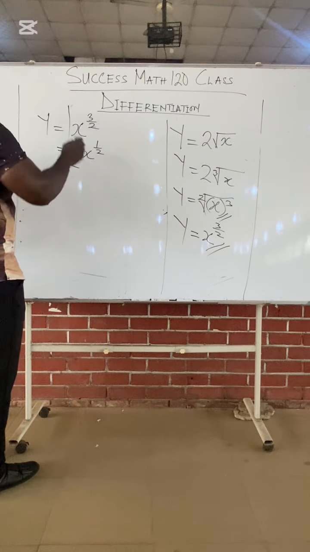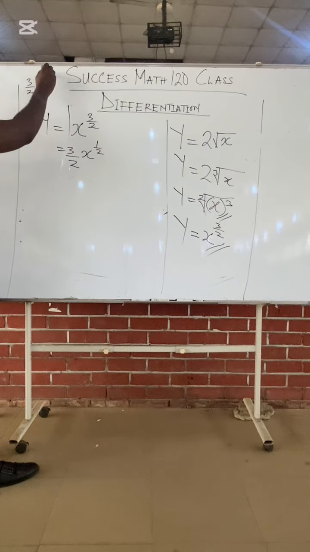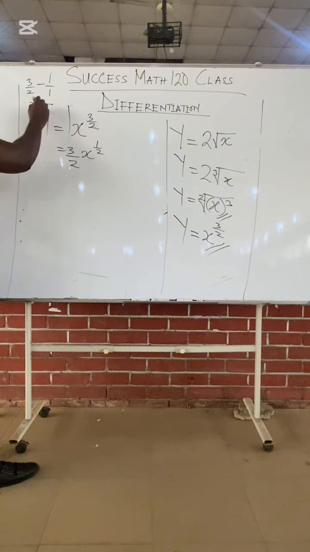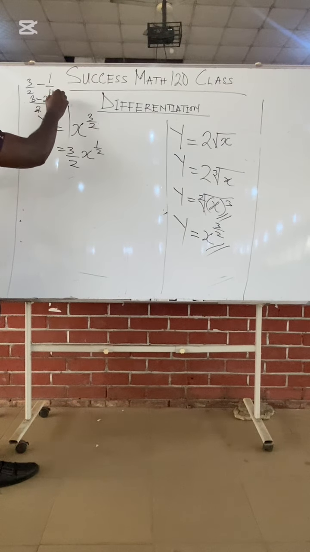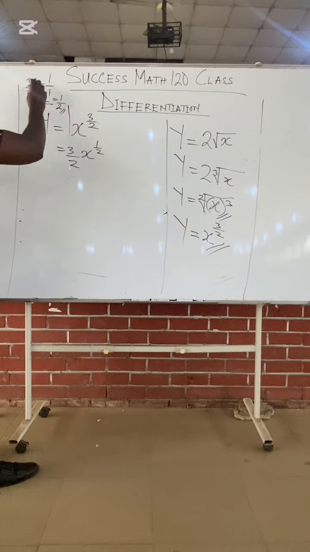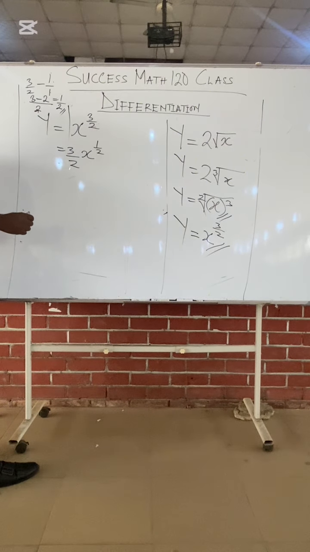Check it by yourself. 3 over 2 minus 1. Minus 1 means 1 over 1, right? LCM is 2. 2 into 2 times 1, 1 times 3, 2 in 1, 2 times 1. 3 minus 2, 1 all over 2. So 3 over 2 minus 1 is 1 over 2.